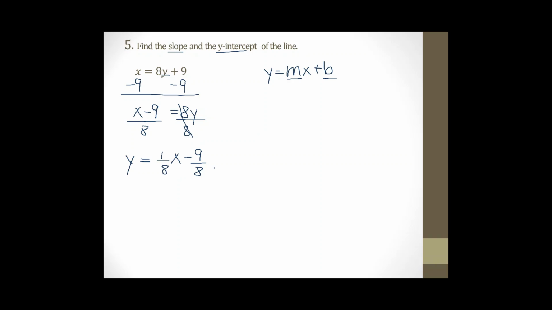9/8. Okay, so now my slope-intercept form tells me that the number in front of the x is my slope. So m equals 1/8 right here. And then my y-intercept would be a point. So I know my y-intercept always has the x value 0, and then my y value would be the b. So that is the very last number, -9/8. I found my slope and my y-intercept, and I am done.